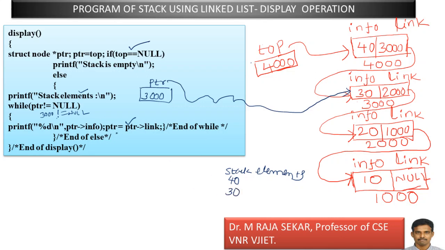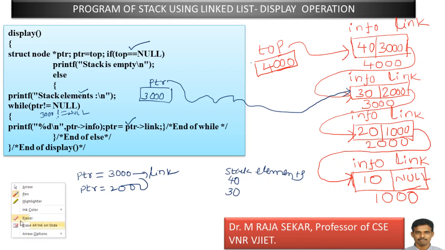Now PTR will be updated. PTR equal to PTR arrow link. What is my PTR? 3000 link. What is my 3000 link? Just see, 3000 link is 2000. Therefore, PTR is updated with 2000. Let me update PTR with 2000.